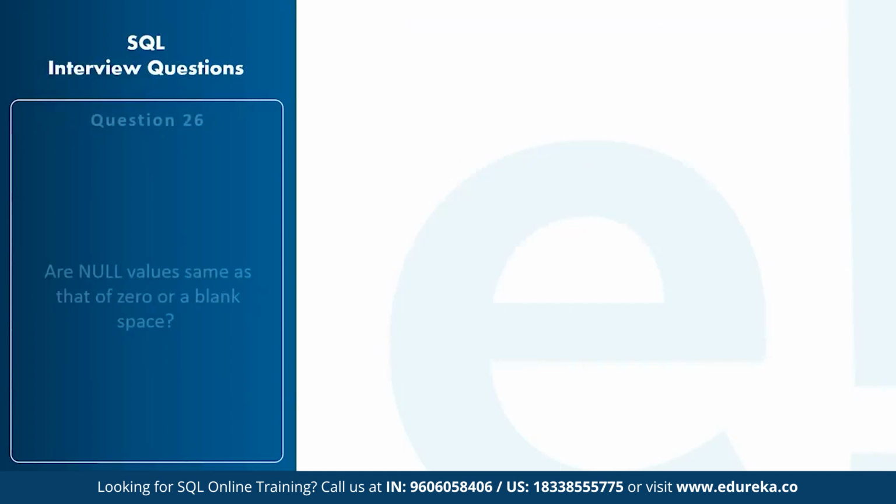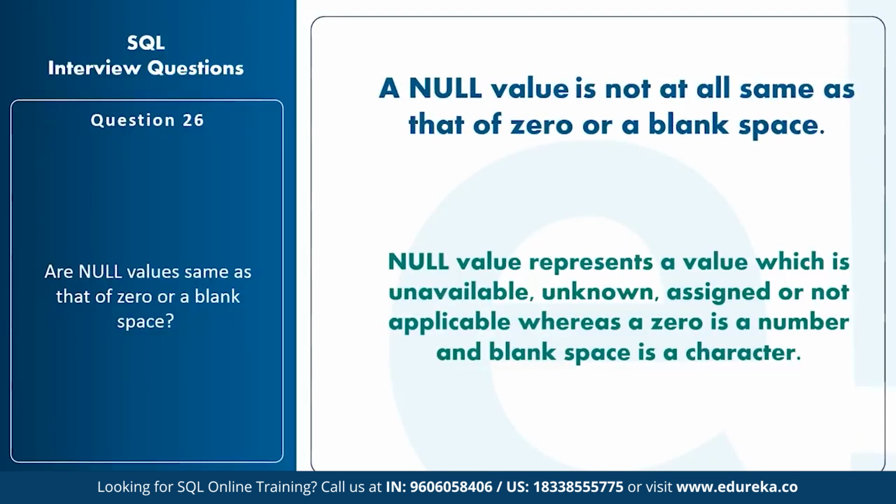So now let's move forward to our next question, that is, are null values the same as that of 0 or a blank space? A null value is not at all the same as that of a 0 or a blank space. A null value mainly represents a value which is unavailable, unknown, unassigned, or not applicable, whereas a 0 is a number and a blank space is a character. So if anybody asks you if null values are the same as that of 0 or blank space, please say it's no. Because the null value is basically anything which is unavailable, unknown, unassigned or not applicable, whereas a 0 is a number and a blank space is a character.